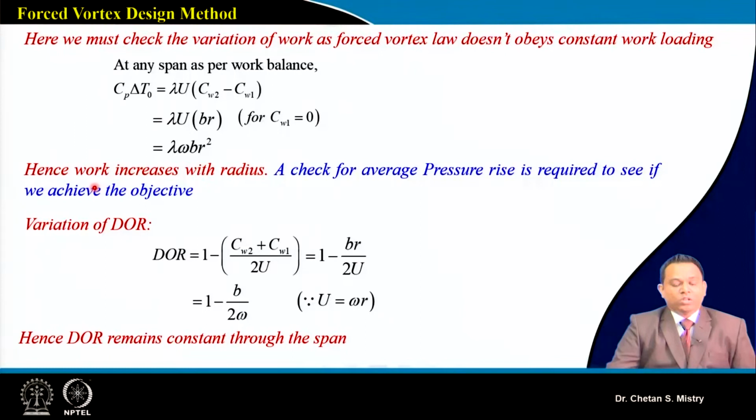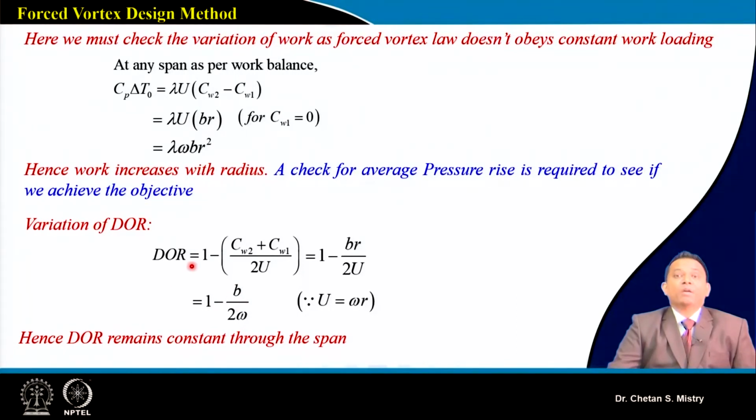Now the work that is varying with the radius, a check for average pressure is required to see if we are achieving our objective or not. We will see how we proceed. Now an important parameter is called the degree of reaction. If we put Cw1 equal to 0 and Cw2 equal to b into r, the degree of reaction is given by 1 minus b by 2 omega. Omega is my angular speed.